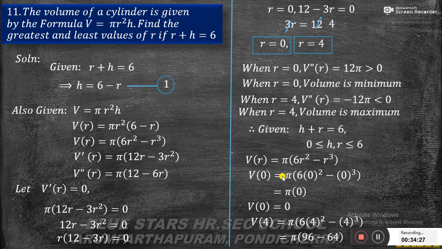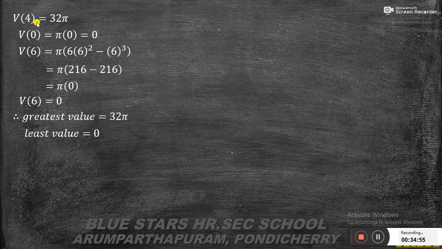I substitute r equal to 0: pi into 6 into 0 minus 0, so v of 0 equal to 0. Next v of 4 equal to pi into 6 into 4 square minus 4 cube. The 4 square is 16, 16 into 6 is 96, minus 4 cube is 64. So we subtract, 96 minus 64, and we get v of 4 equal to 32 pi.